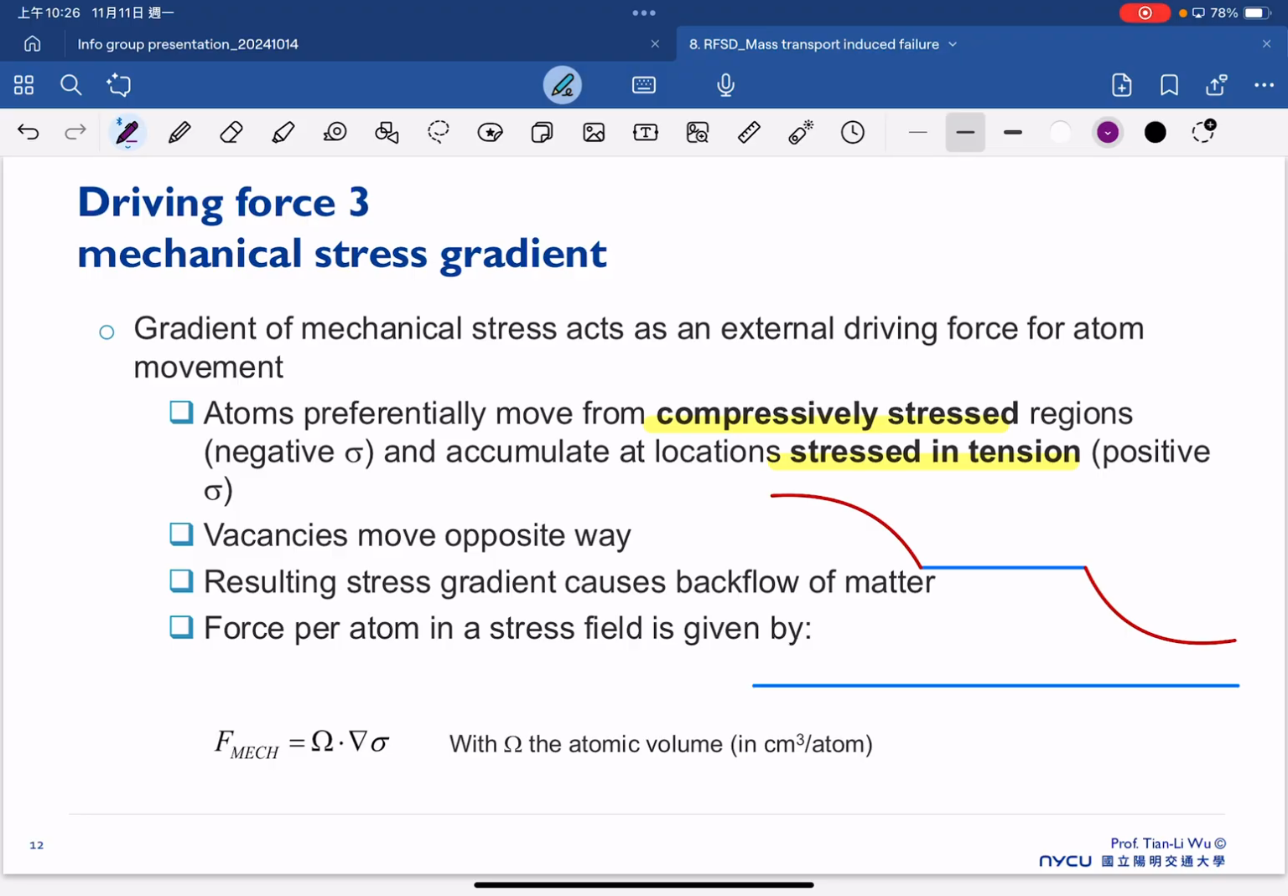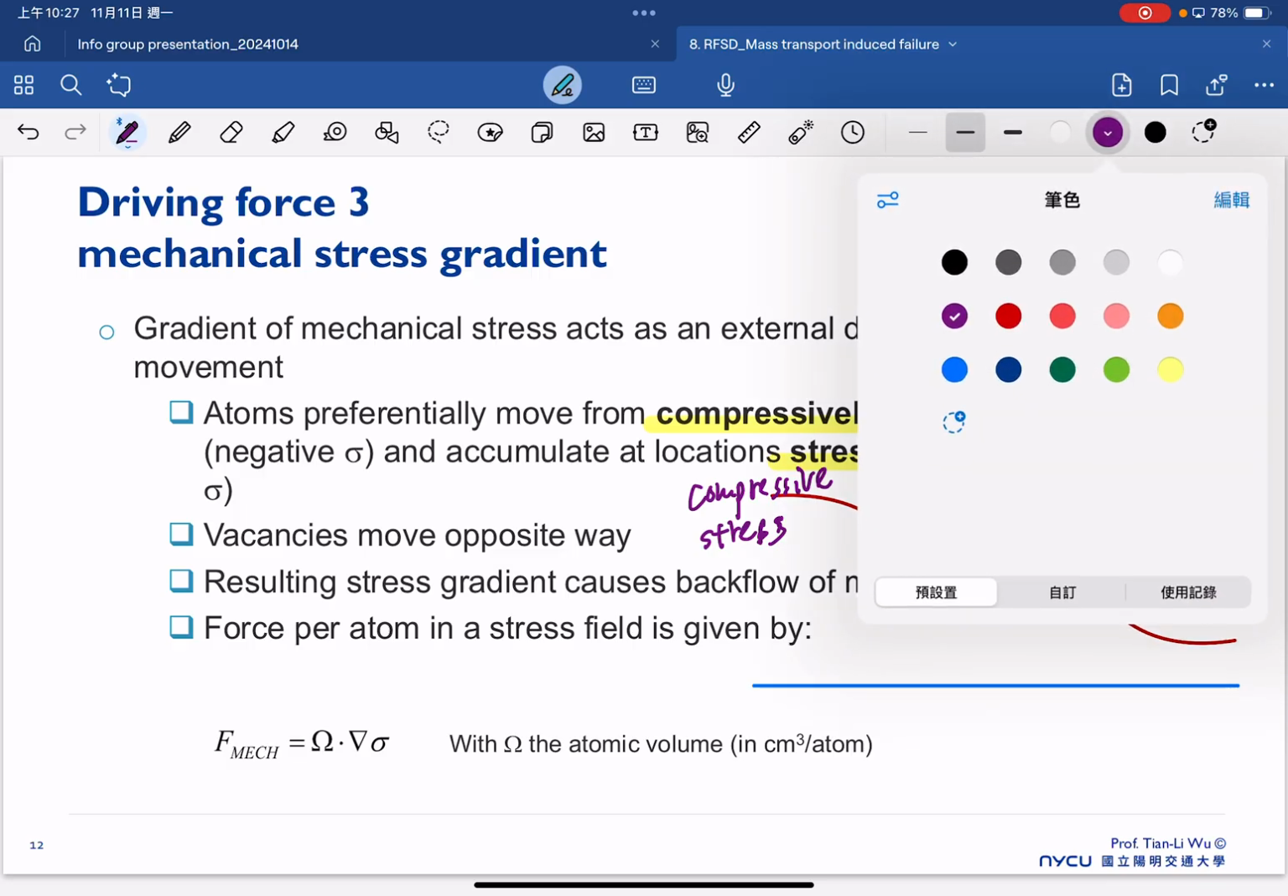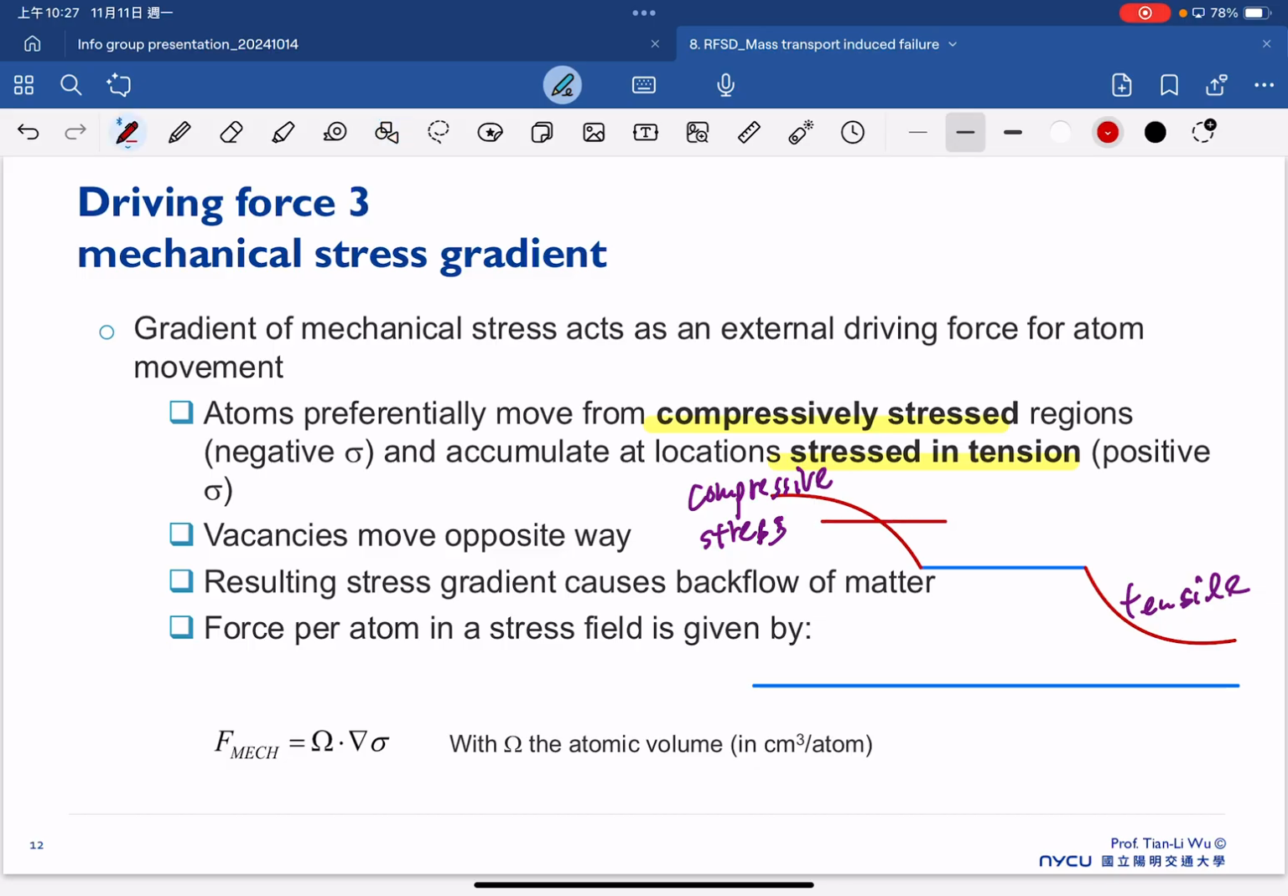On the left-hand side, we have a compressive stress. And on the right-hand side, we have the tensile stress. So the atoms in the end will prefer to move back in this direction. And this result coming from the stress gradient causes the backflow of the material. Here is the equation, where the stress can be expressed as well. So that's the third mechanism.